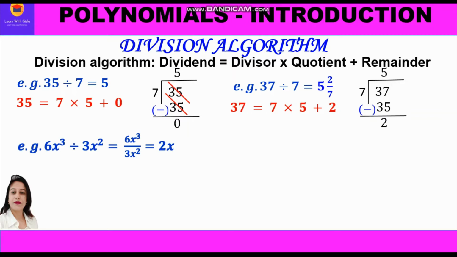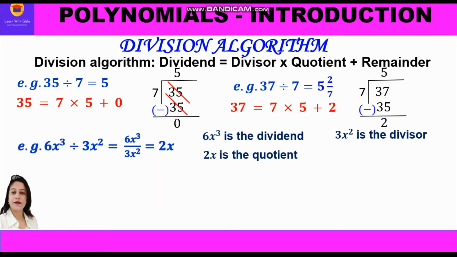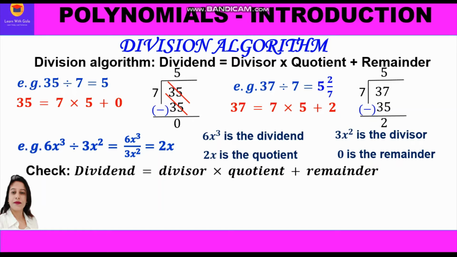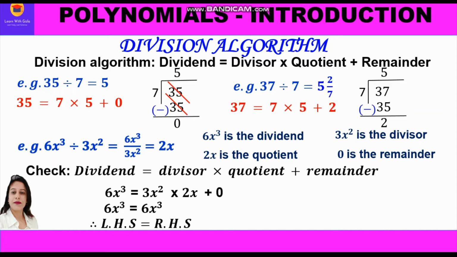Now let us take the case of a polynomial where 6x cube is divided by 3x square. Both are monomials and divided with each other, and we get 2x as the quotient. Now over here we can say 6x cube is the dividend, 3x square is the divisor, and 2x is the quotient and 0 is the remainder. Further we can check the answer by putting these values in the division algorithm, and we shall write 6x cube is equal to 3x square into 2x plus 0. Now further 6x cube is equal to 6x cube. Therefore we can say left hand side is equal to right hand side. So this is how we check our answer using division algorithm.